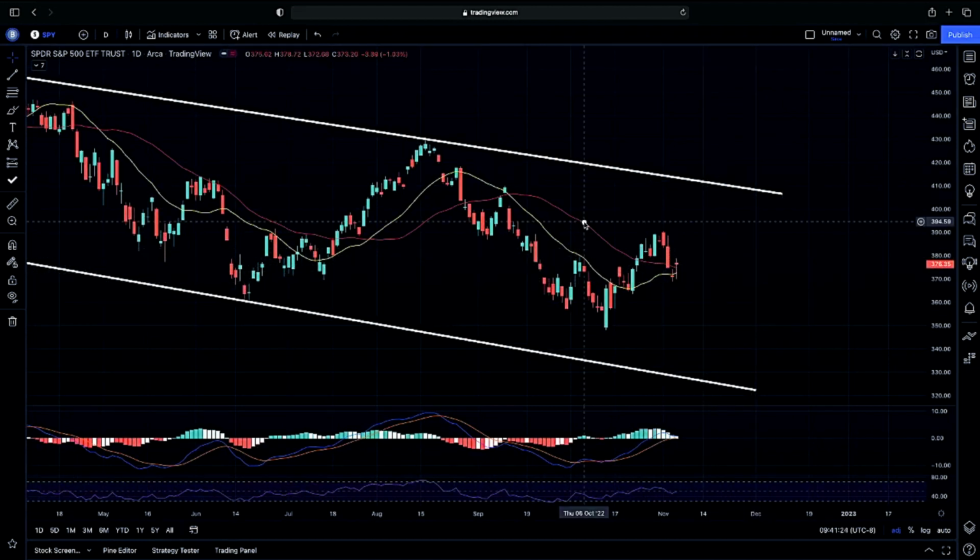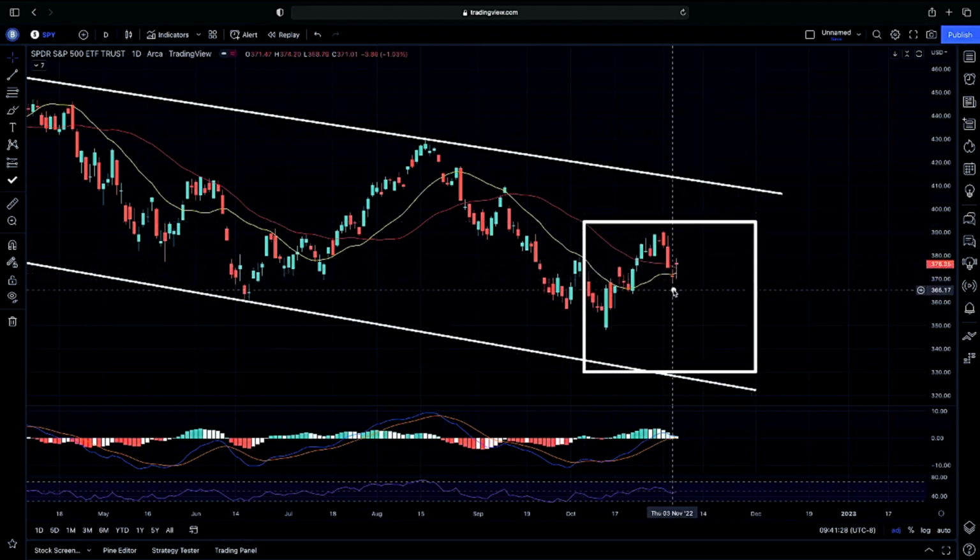So again, this week CPI, we need to make sure we are careful if we are playing to the upside, in my opinion. If we do drop down below our 20, then we can look for bearish momentum from there. But again, very much on watch leading into CPI.